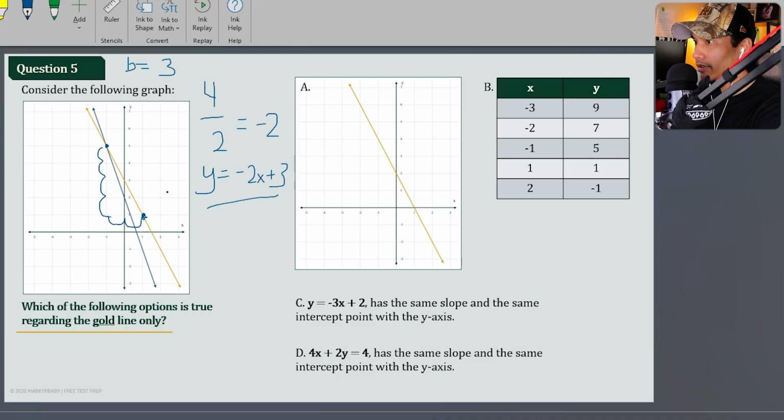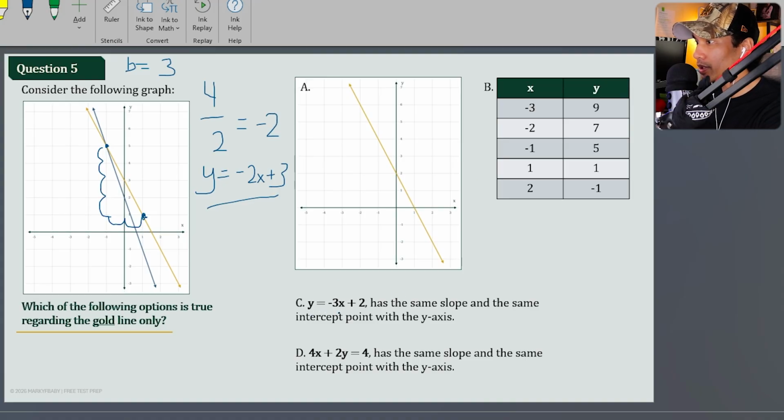The gold line crosses at 3. The blue line on this graph does cross at 2, but we are looking for the gold line only. Okay. Now let's check out C and D before I move on to B.